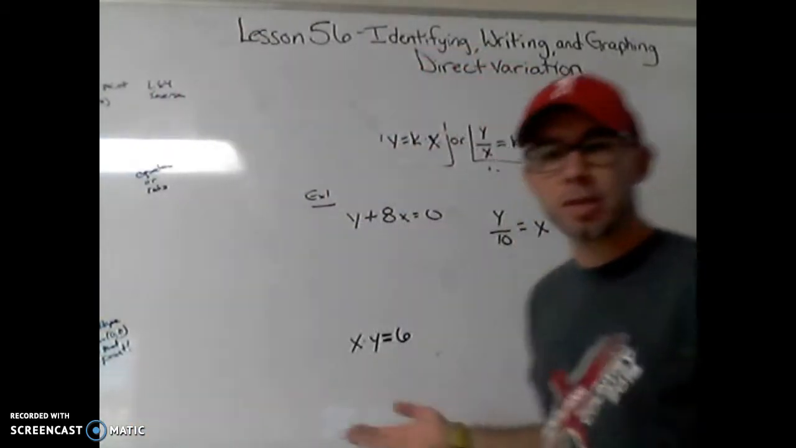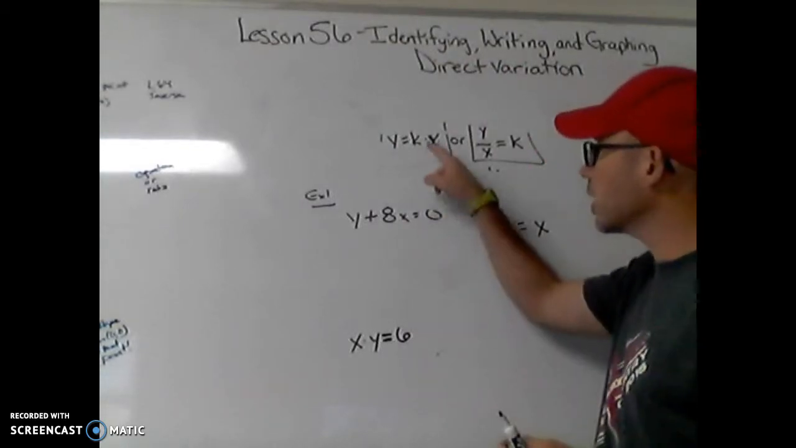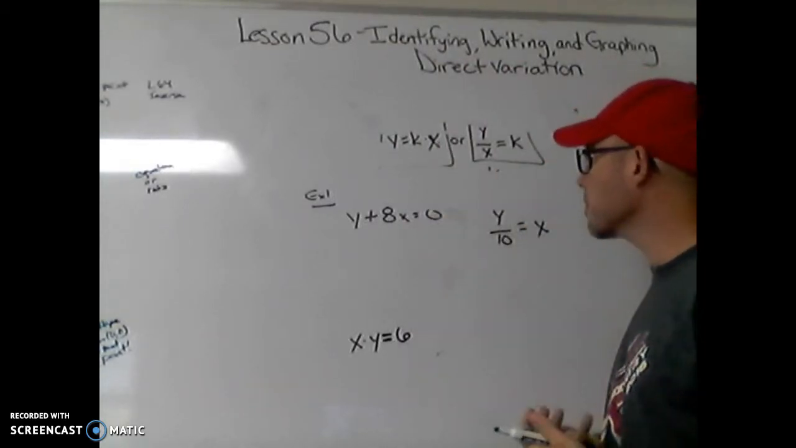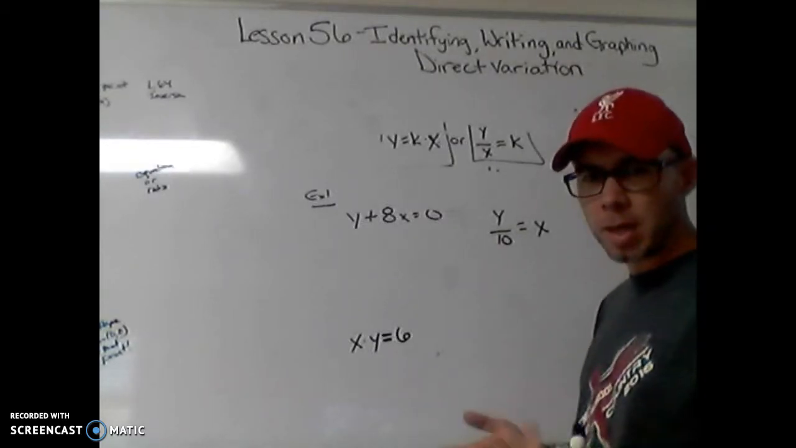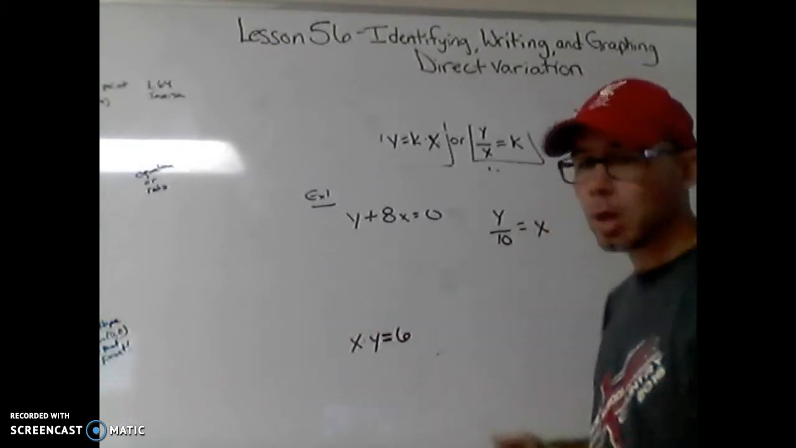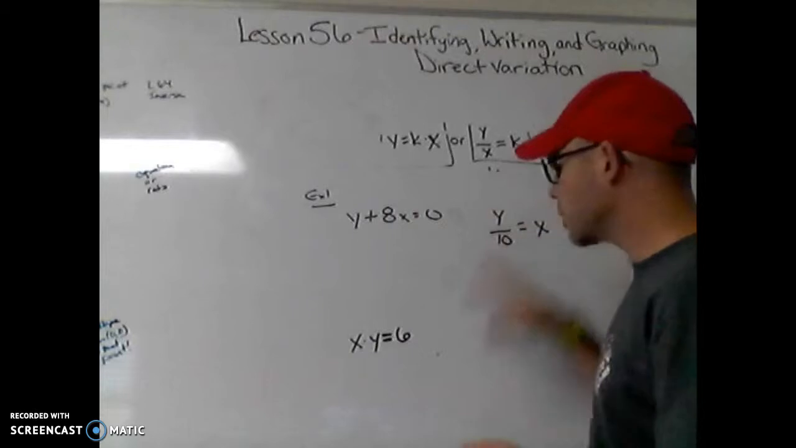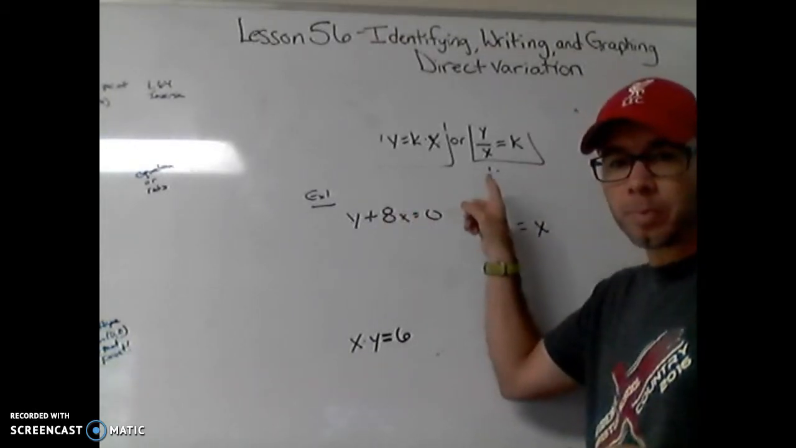Okay, so I got 3 things from example 1 here. And really none of these look like this or that, do they? With the y on top and the x on the bottom. So are none of these direct variation? Why would they give you an example where none of those are true? The top 2 can be written in this form or this form, okay?